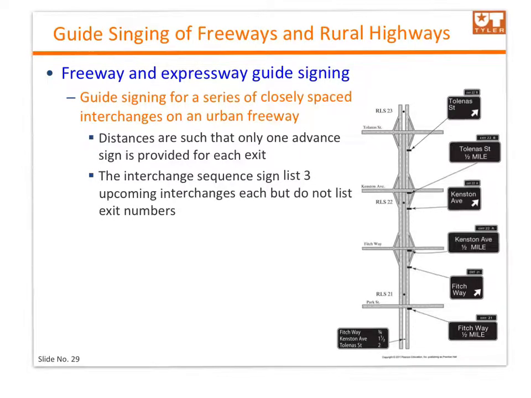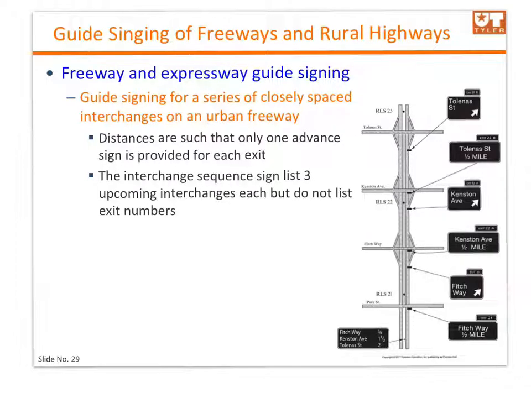Another example here for urban highways and where we need to put the guide signing is this example here. Guide signing for a series of closely spaced interchanges on urban freeways is a very complicated process. First of all, distances are such that only one advanced sign is provided for each exit. We can't do what we showed you a few slides ago, where we put the sign 10 miles away, 5 miles away, and 1.5 miles. We can't do that in urban settings.